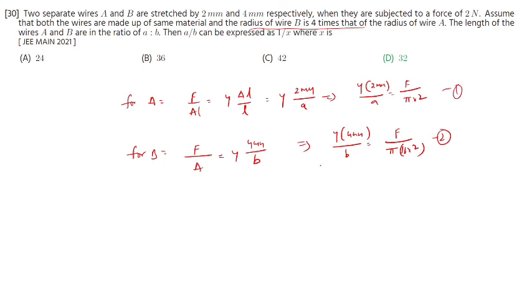If you take the ratio, dividing equation 1 by 2, Y will get cancelled, F will get cancelled, pi will get cancelled, and r square also will get cancelled. So 2B by 4A is equal to 16. That means A by B will be equal to 1 divided by 32. Here they said that A by B value is 1 by X. So what you are observing in the place of X here? 32.